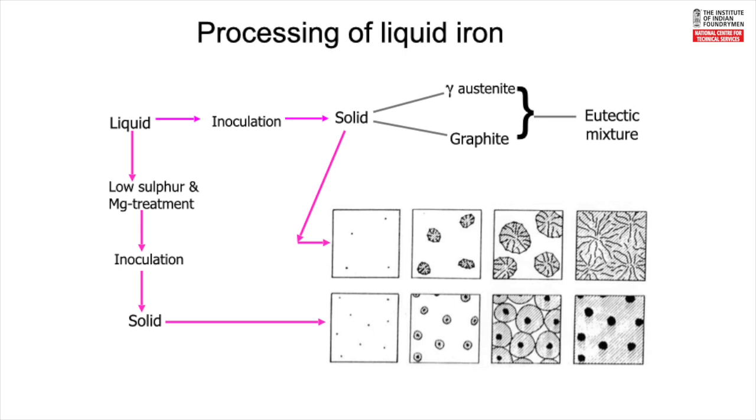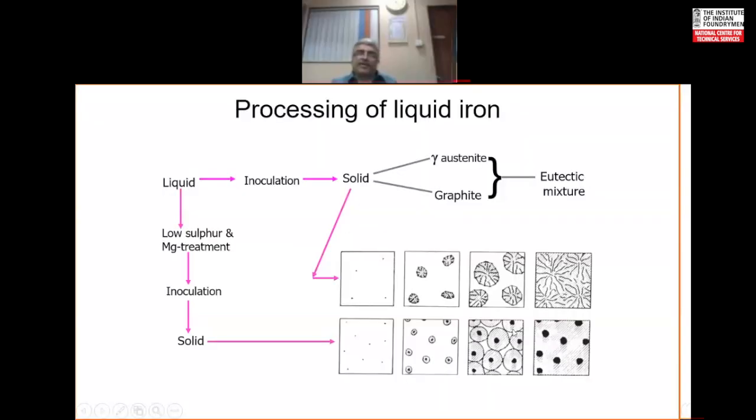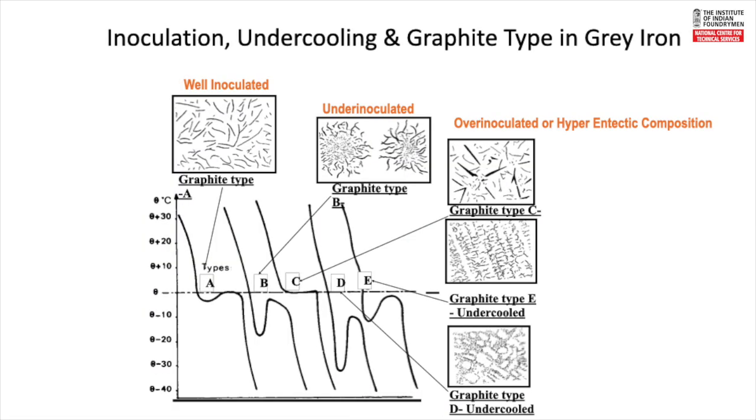Again, those cells grow and then finally they meet, and this is the kind of structure we will get. On inoculation, we talked about undercooling and inoculation, and this was a slide which I had shown earlier as well. So, with a well nucleated inoculant, you have no amount of undercooling, and good A type of graphite. If it is under inoculated, then you will get B type of structure where you will get undercooled graphite, finer graphite flakes in the center.